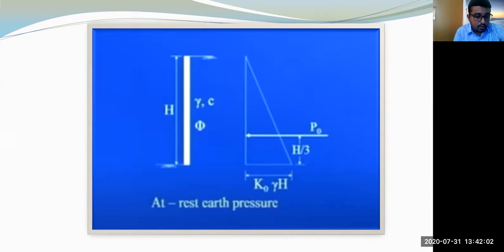So this is the pressure diagram, and its total area will give the total earth force which will be acting. You know that since it is a triangular diagram, the resultant will be acting at h by 3 from the base of the wall, that is, from the bottom.